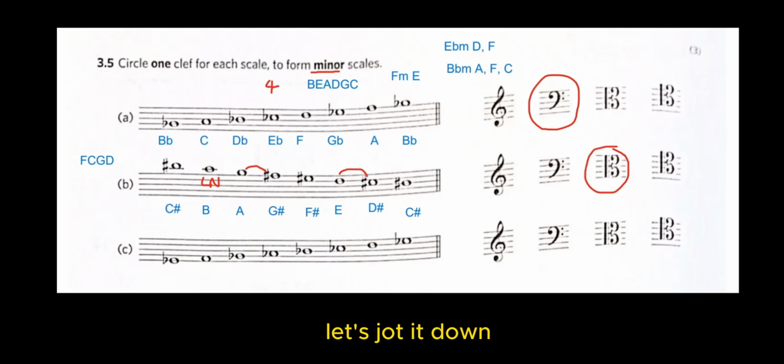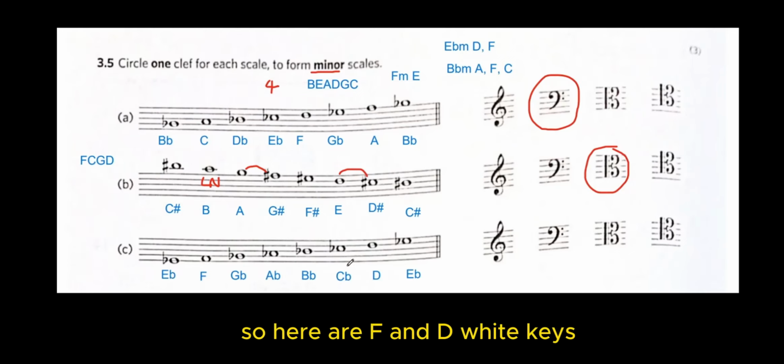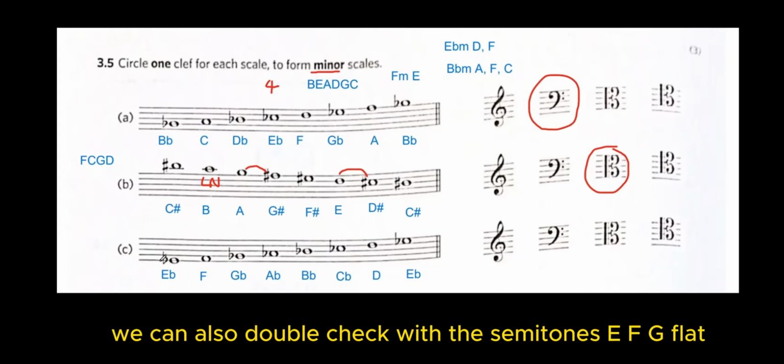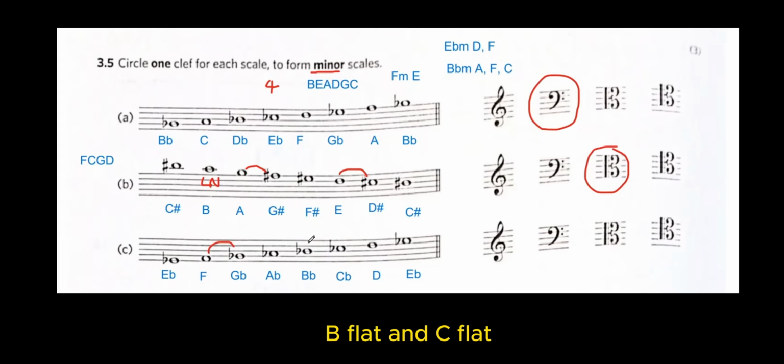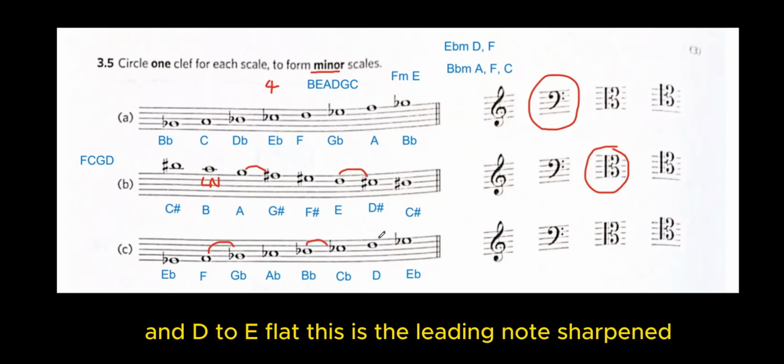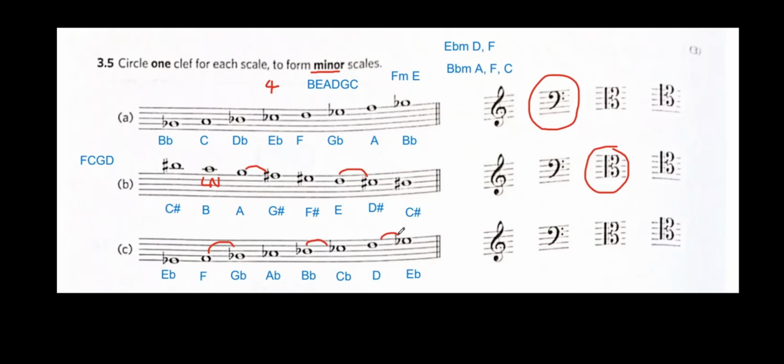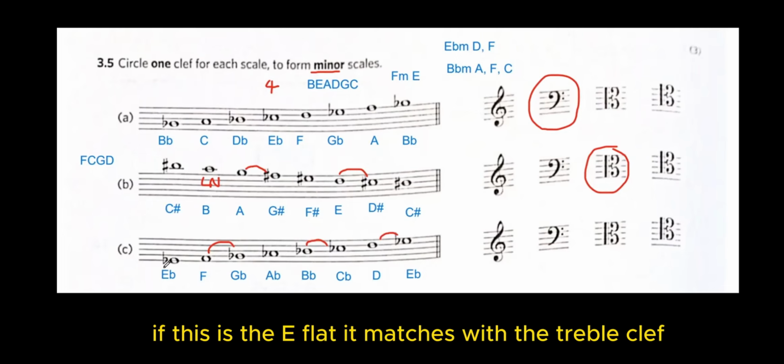Let's jot it down. So here are F and D white keys. We can also double check with the semitones: E, F, G flat, B flat, C flat, and D to E flat. This is the leading note sharpened. If this is the E flat, it matches with the treble clef.